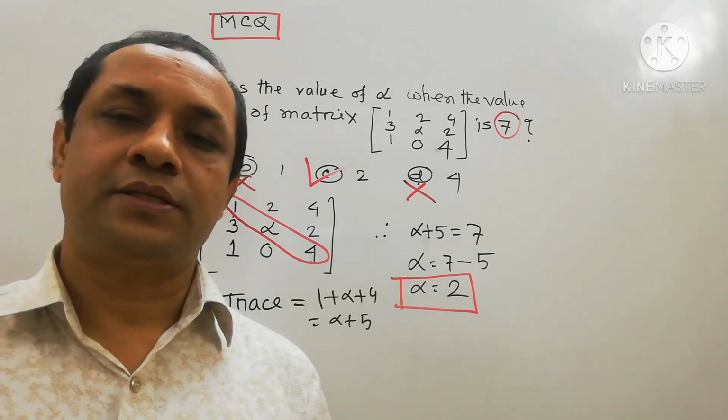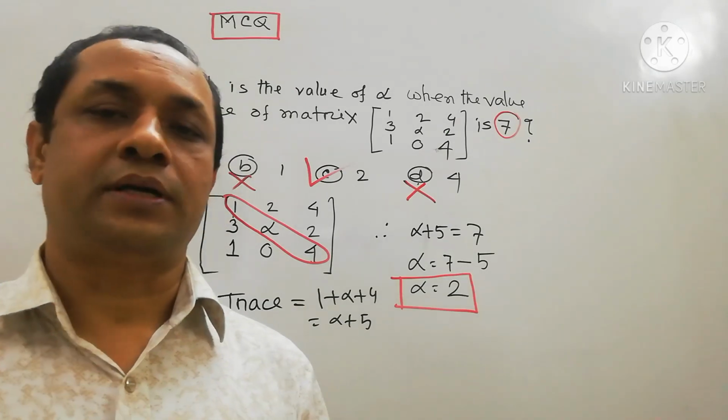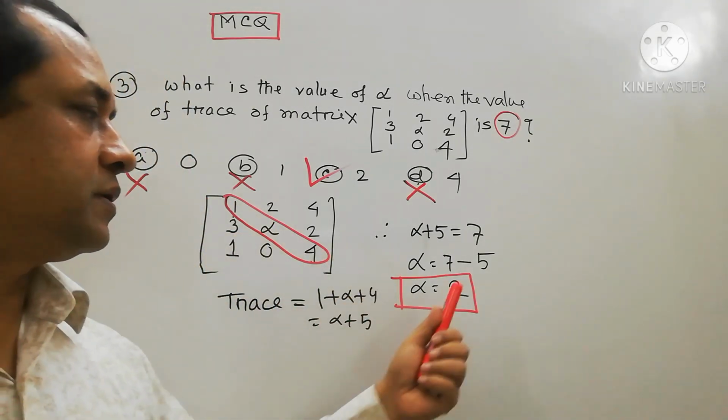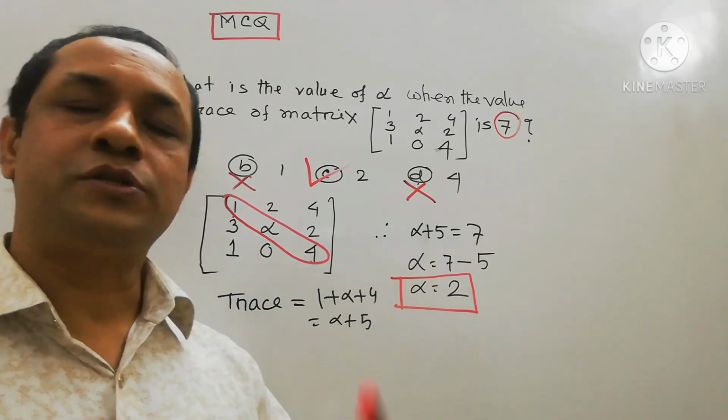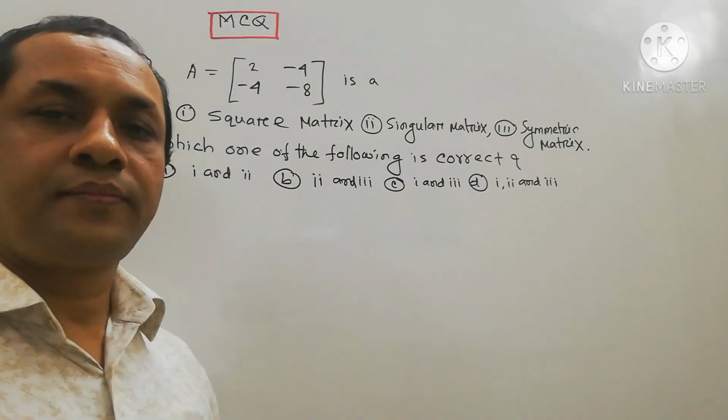Trace of a matrix means the sum of all entries in the principal diagonal. So here the sum of the entries 1 plus alpha plus 4 equals 7. So alpha equals 2. I hope that you are clear, student.